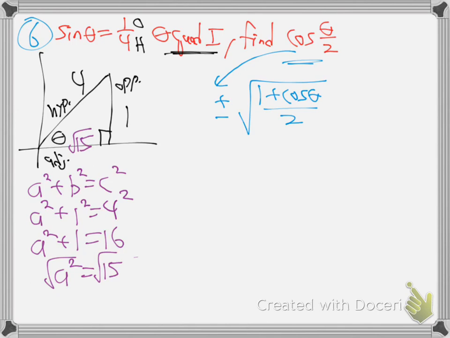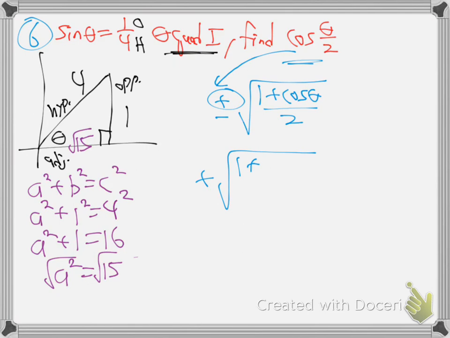Now, is it plus or is it minus? Plus. Why is it plus? We're in quadrant 1. Everything's positive in quadrant 1. Good. So it's plus. So it's plus the square root of 1 plus.